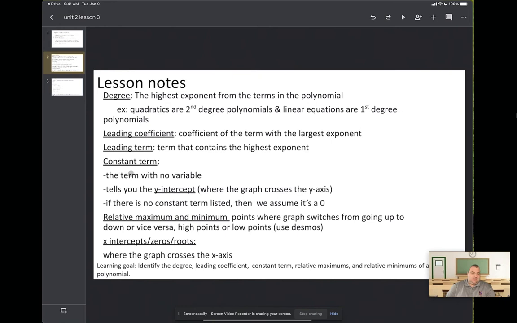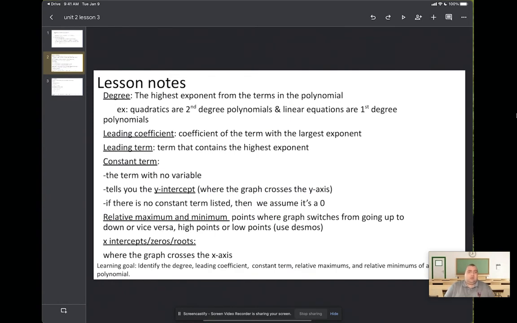The constant term is the term that contains no variable. So the term that doesn't have an x in it. Whatever the term is that doesn't have an x in it is called the constant term. And the reason the constant term is significant is that the value of the constant term tells you the y-intercept of the polynomial. In other words, it tells you where the graph crosses the y-axis. Right? So that's what's significant about the constant term.